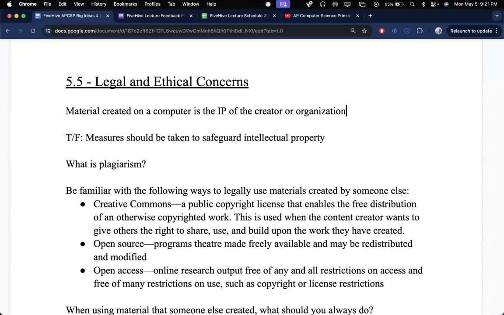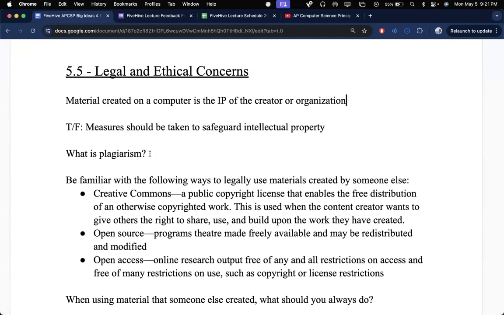All right, true or false? Measures should be taken to safeguard intellectual property. This is pretty easy, right? Should be true. Yep. And then plagiarism. I always feel like when I'm talking about plagiarism, it's like the brainwash effect, right? Yeah, of course. I know I can't steal people's work, right? But it's good to know for the test that plagiarism, the use of material created by someone else without permission and presented as one's own, may have legal consequences.